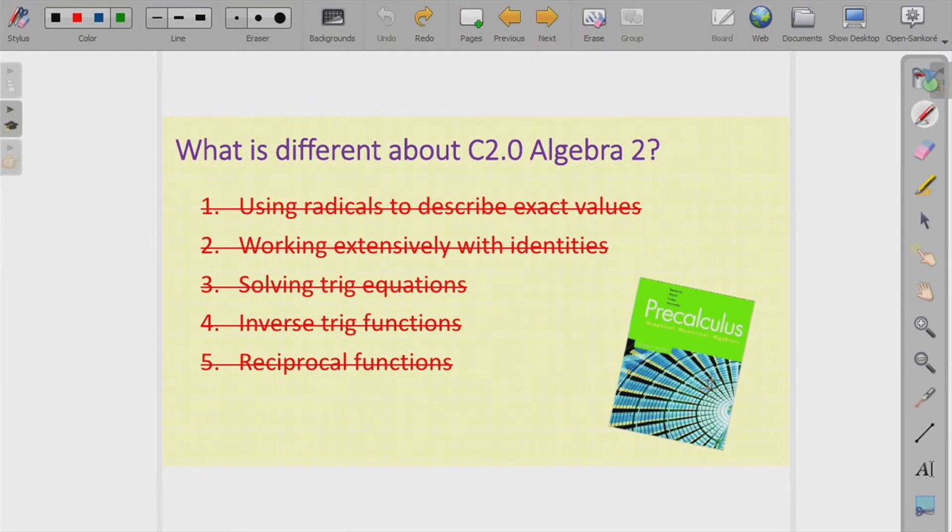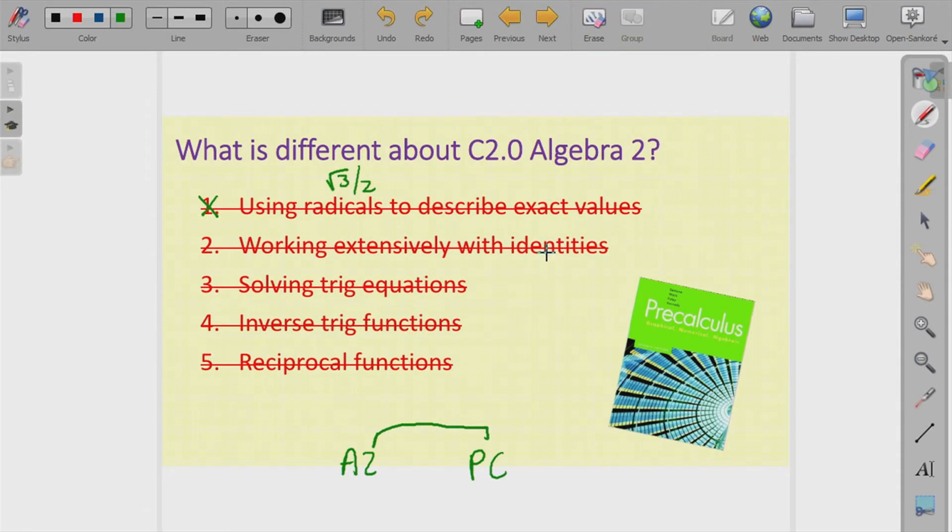Again, with those teachers in mind that have taught trig in pre-calculus, it might be helpful to know which topics are emphasized, which are not emphasized, which topics are dealt with here, which topics are dealt with in the next course. So let's just go through and look at some of the common topics that are excluded from the Algebra 2 curriculum. As I mentioned in the previous slides, the use of radicals to describe the exact coordinates of points in the unit circle is not a point of emphasis.